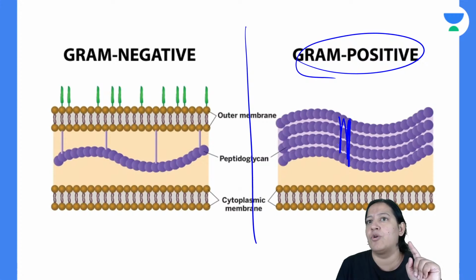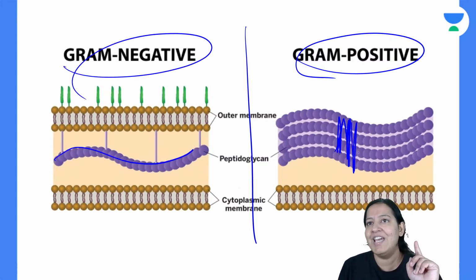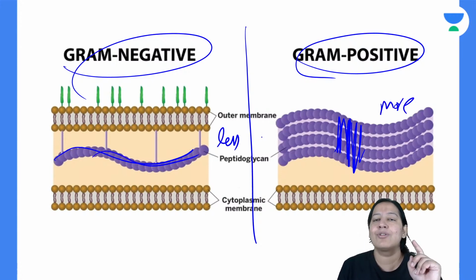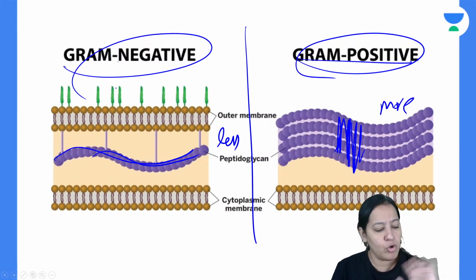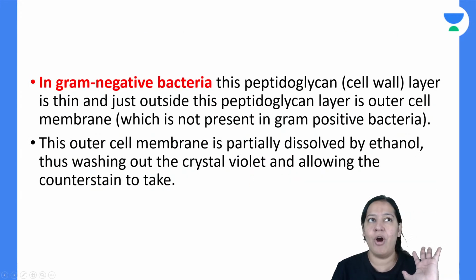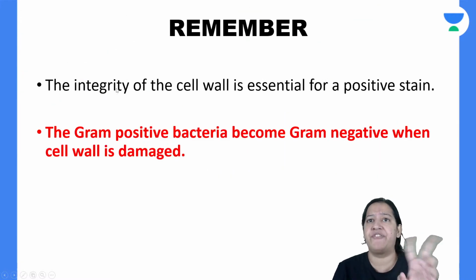So the change in the structure of the cell wall: you can see gram positive, see this purple colored peptidoglycan, and gram negative, see this purple colored peptidoglycan. Here peptidoglycan is more and here peptidoglycan is less. So that is why gram positive resist decolorization and gram negative do not resist decolorization. Give me a thumbs up. Have you got it? So it is the structure of the cell wall which differentiates the two.